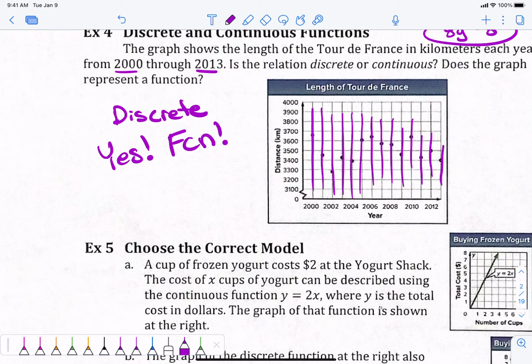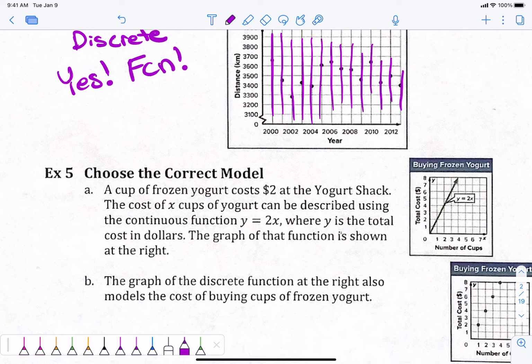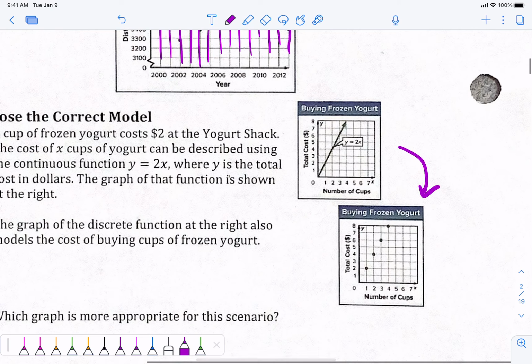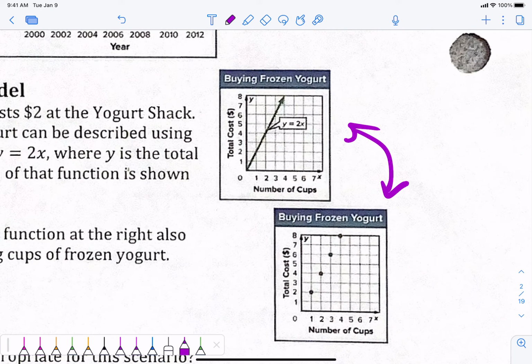Okay, all right, this is my favorite example. Example 5, choose the correct model. So we're given 2 functions here, and we're trying to choose which one of them works. And they're both the same except one of them is connecting the dots and the other one is not connecting the dots. So we're talking about buying frozen yogurt. Okay, are we clear? We know what we're doing?